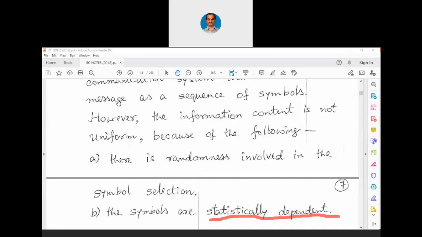Now, because of these two things, there is randomness involved in the symbol selection, and the symbols are statistically dependent. Because of these two things, the information content cannot be uniform, and it need not be uniform. I had given you an example of the 64 kbps voice channel. There, if every speech sample is converted into 8 bits with the Nyquist sampling rate, it is a uniform data rate, that is 64 kilobits per second.